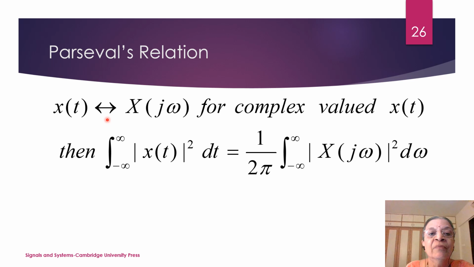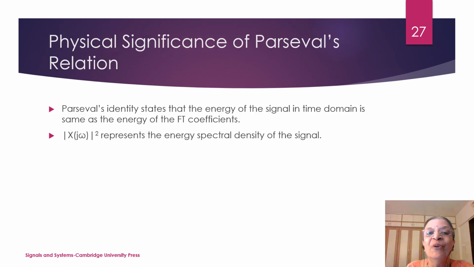Parseval's relation. If x(t) transforms to X(j omega) for complex valued x(t), then the integral from minus infinity to infinity of mod of x(t) squared dt is 1 upon 2 pi times the integral from minus infinity to infinity of mod of X(j omega) squared d omega. What it means is energy in time domain is the same as energy in the transform domain. Energy can neither be created nor destroyed. That is what we already know.